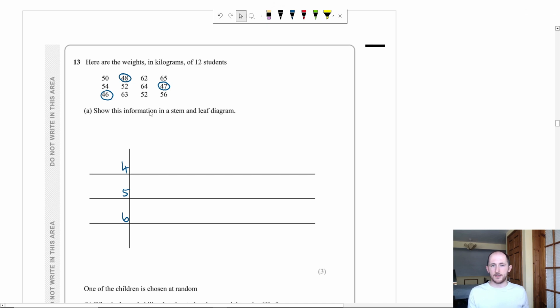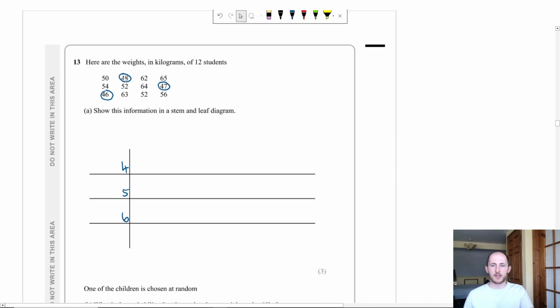And the reason why I do this is because you lose a mark for every number that is either missing or is misplaced, okay? So I like to highlight them as I go along, so that way at the end I can see if I've missed any, and then just add them in where needed, okay? Now the next thing you need to remember about stem and leaf diagrams is that they're in order of size.